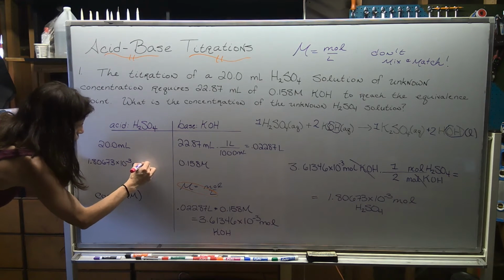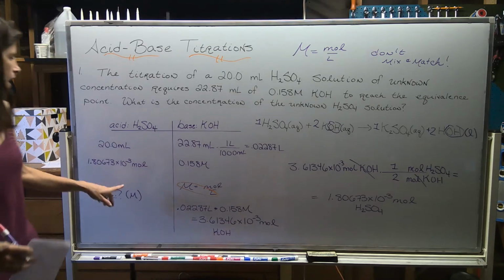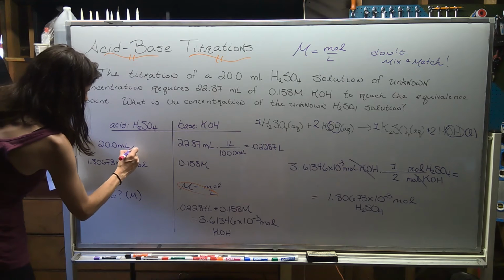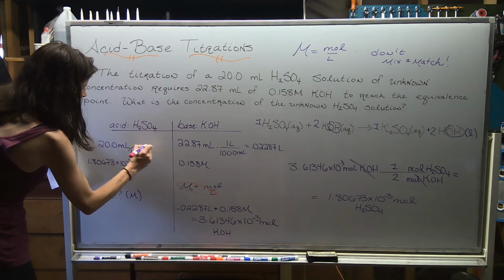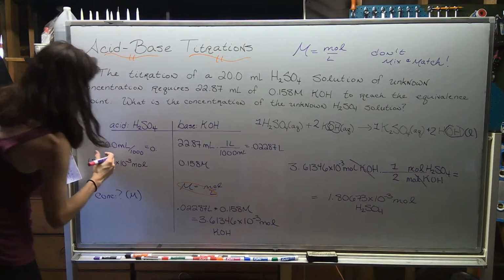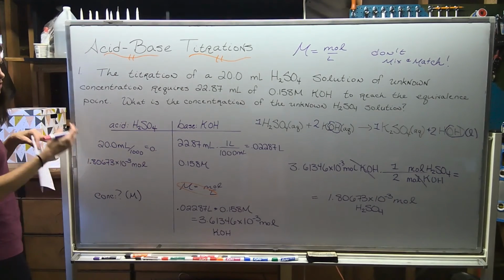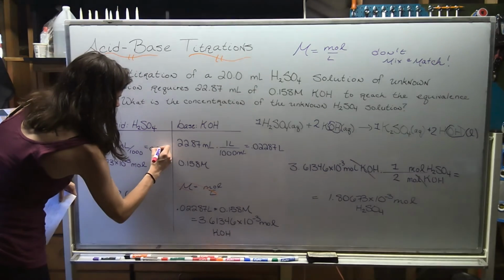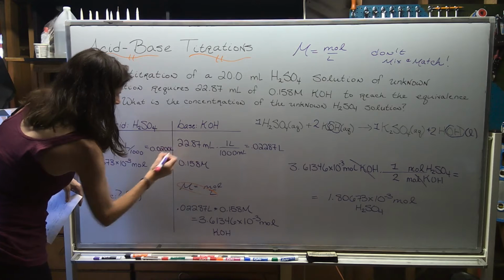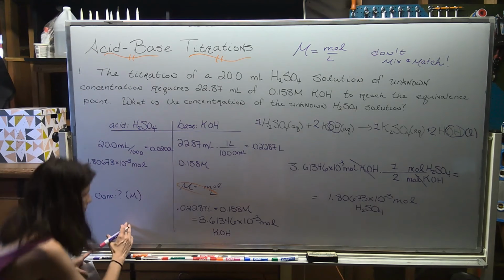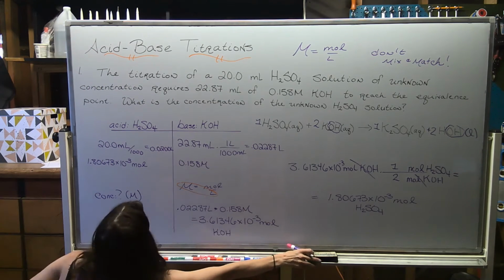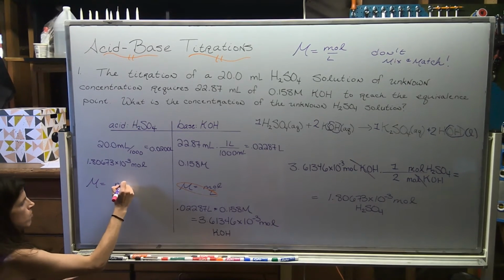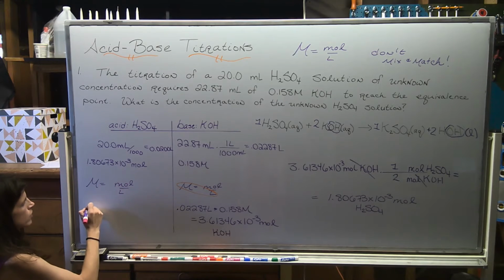Now I'm ready to solve for molarity because I have moles and I can get liters. I'll just divide this by 1,000, trying to save a tiny bit of space there. You're going to be doing a lot of just dividing by 1,000 to go from milliliters to liters. 3 sig figs. So concentration. So I'll do molarity equals moles over liters.